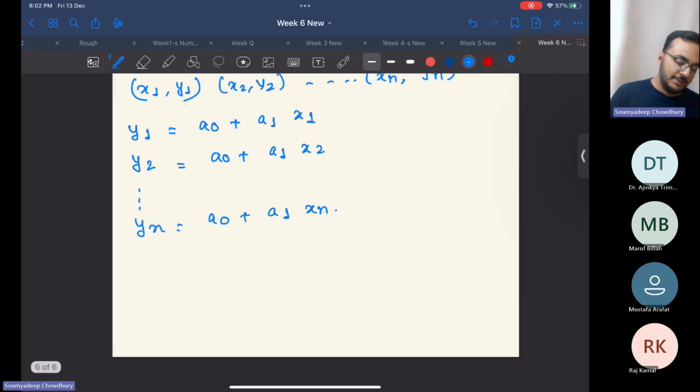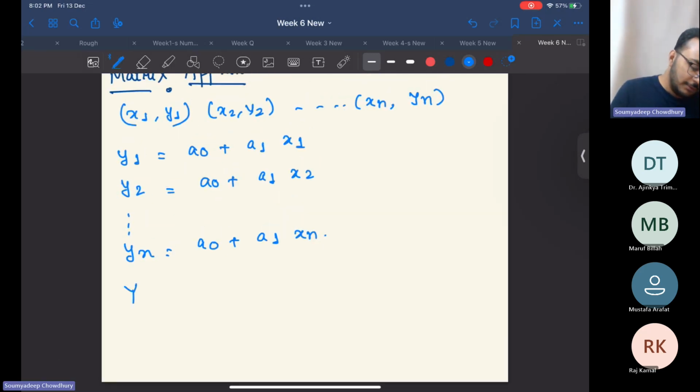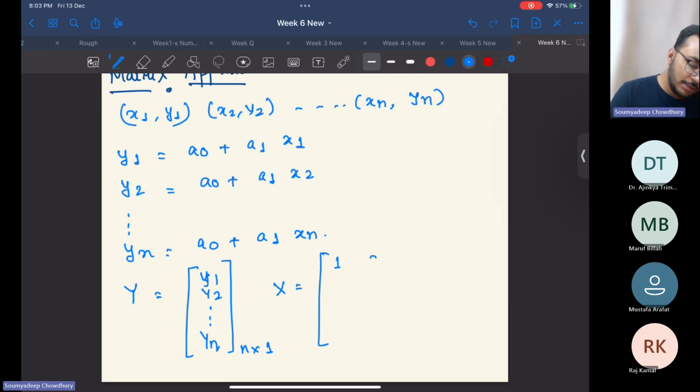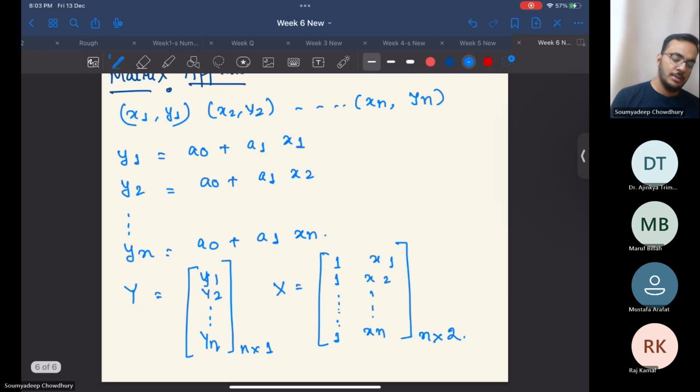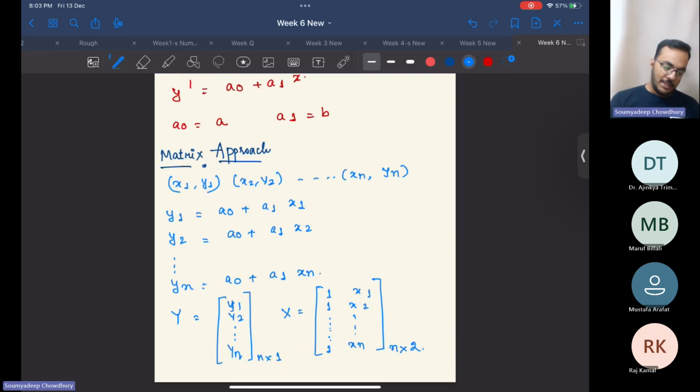you can form a matrix kind of thing. From this equation, if I form a matrix Y, given by y1, y2, like this up to yn, the size is n cross 1. And if we form another matrix X, given by 1, x1, 1, x2, dot, dot, dot, up to 1, xn, what is the size of this matrix? This is n cross 2. These are the two matrices, Y and X.